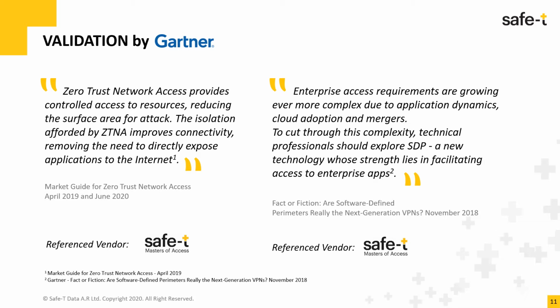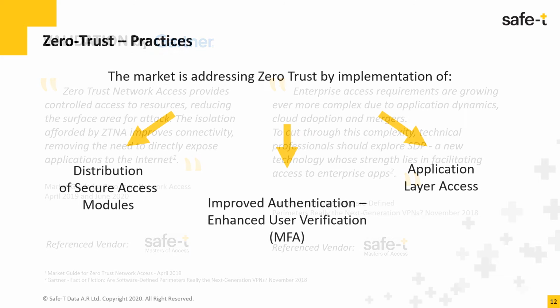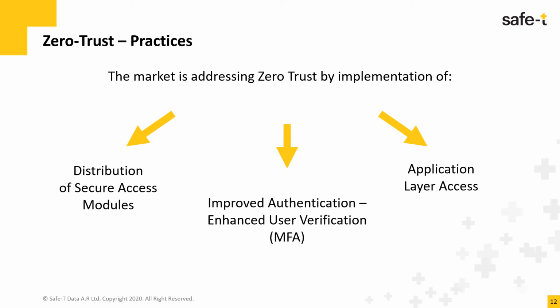to enterprise applications. When we get to the actual implementation of zero trust, most solutions are achieving these concepts through the distribution of modules, specifically separating the data plane from the control plane, improving authentication by the use of MFA, and replacing physical access with application-centric access to improve the separation, monitoring, and control of access.